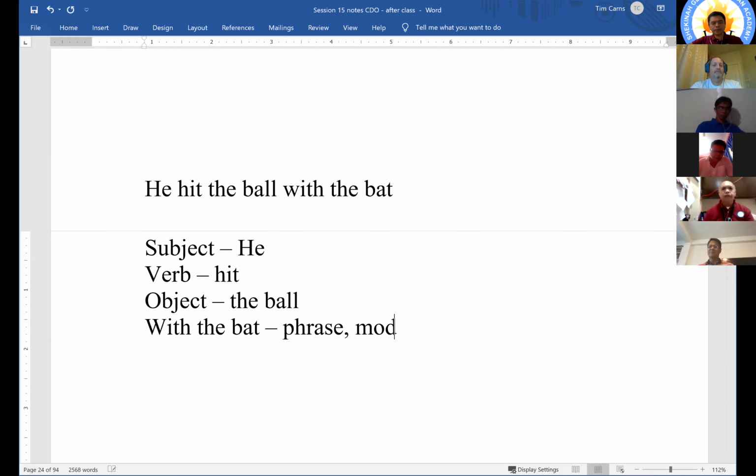That's the prepositional phrase modifying "hit." It tells us how he hit the ball. Okay? All right, very good.